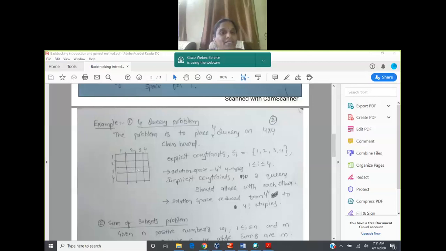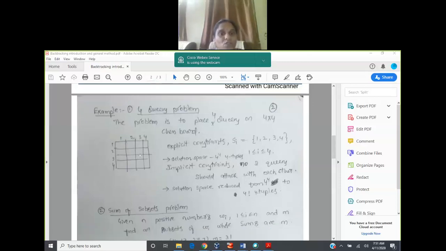Okay, and the implicit constraint is that no 2 queens should attack each other. That means no 2 queens should be on the same row or same column or in the diagonal. That is the implicit constraint. Okay, these are the two types of constraints that must be applied on the input data set.